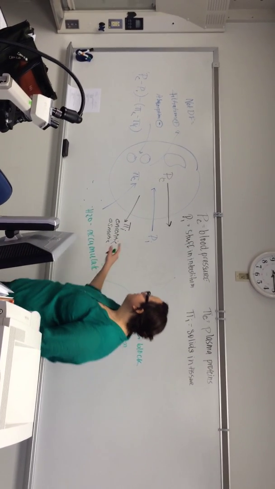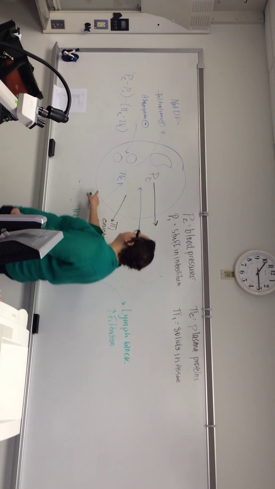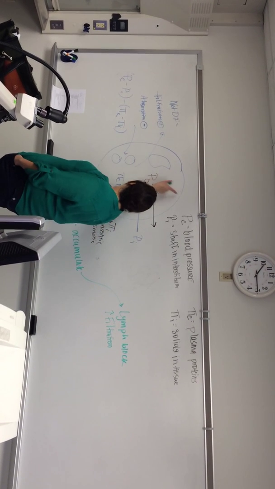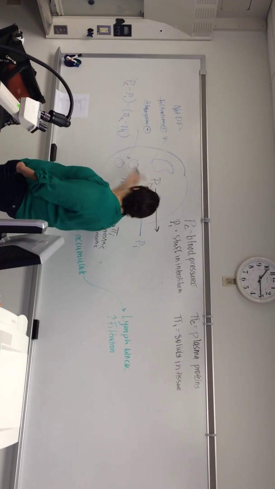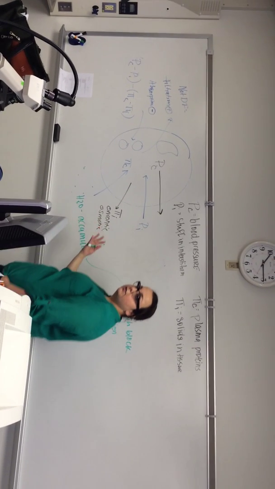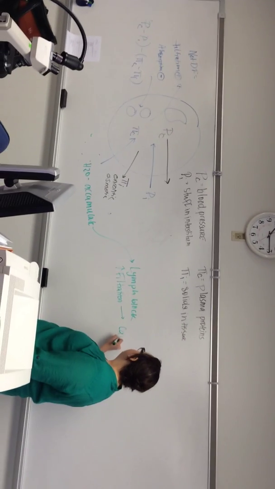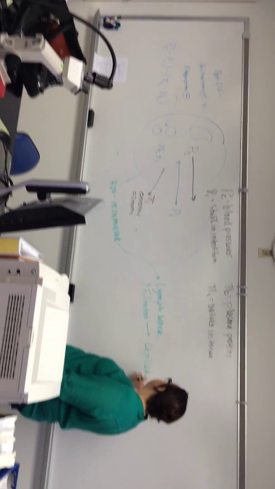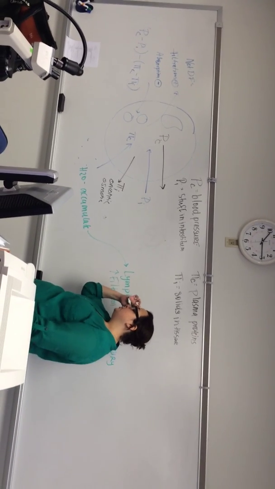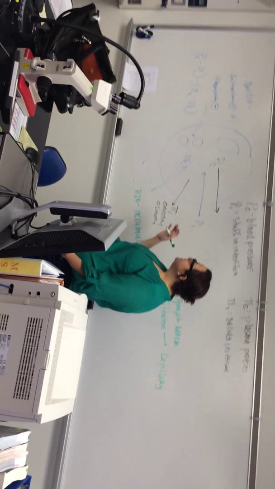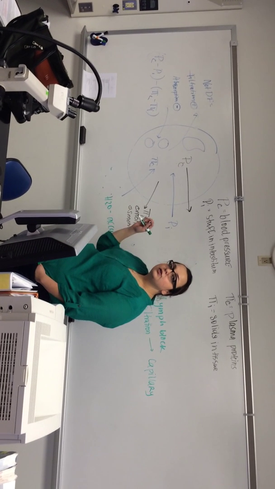What would happen if we made the capillary more porous? We put holes in the capillary wall. Would it be easier for filtration to occur? Okay. But wouldn't that capillary also be easier for absorption? Would it be also easier for absorption? Yes. So then we would have to do two things.